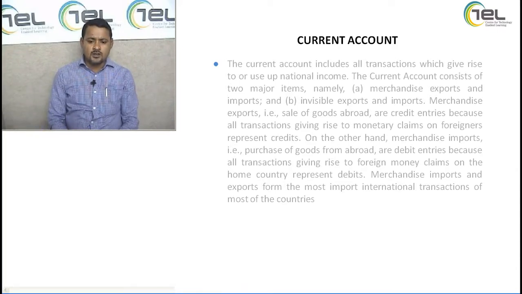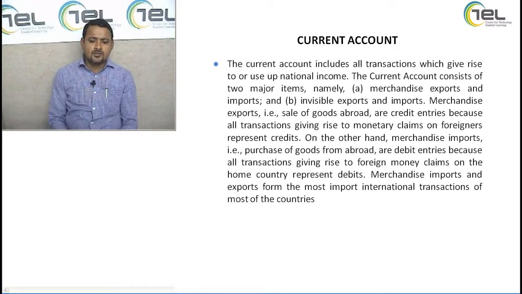First of all, we are going to discuss the current account, which includes all the transactions which give rise to national income. Either it gives rise to national income or it utilizes the national income, which means if it is an inflow, it will increase the national income. If it is an outflow, it is going to decrease the national income. The current account generally consists of 2 major items.